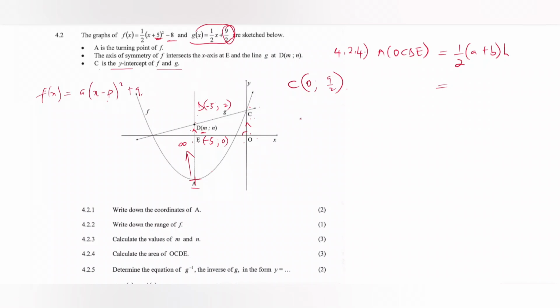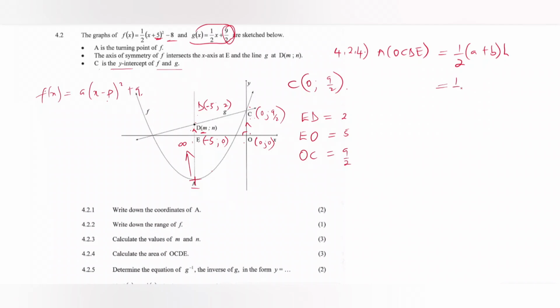So now let's see the length of ED. The x values are the same, so they're going to subtract and give us a 0. So that will be 2 minus 0. We get 2. Then the length of EO, our O is (0, 0). Y coordinates are the same, they give you a 0. So how many units are there from E to O? We have minus 5, so that's going to be 5 units. Distance is always positive. Then let's find OC. 0 minus 0 gives us a 0, so our length is 9 over 2.